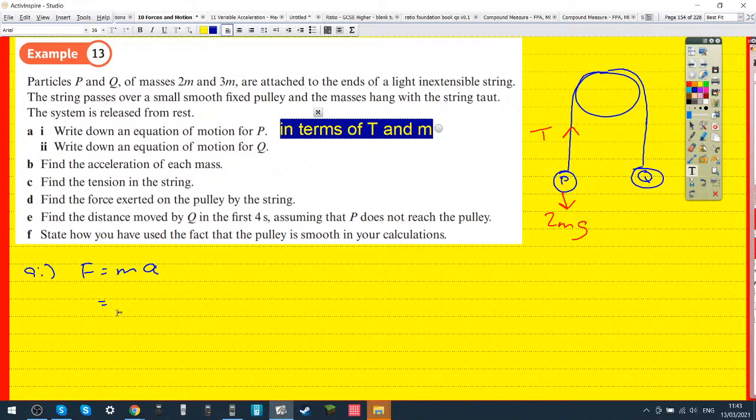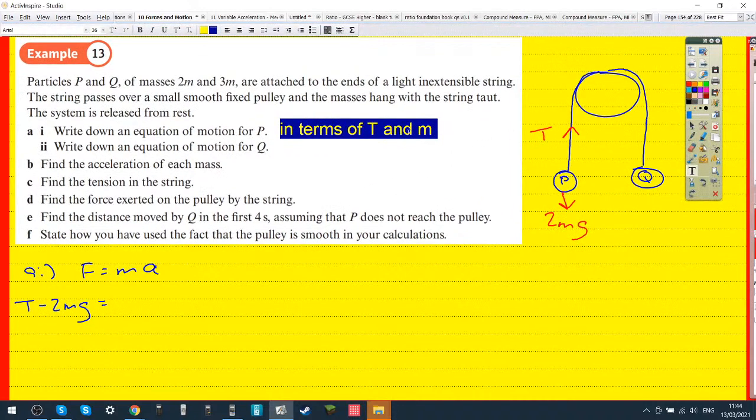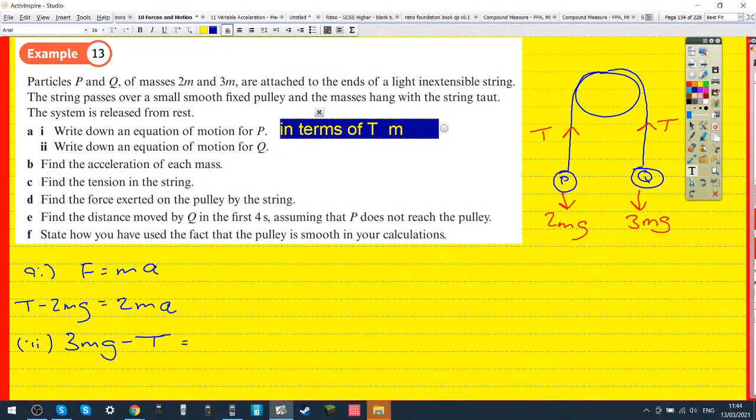Does that mean the other one will be T minus 3mg? Let's take one at a time. This one, T minus 2mg equals 2ma. And how about the other one? This one is going down, like clockwise, so it will be the other way around. The bigger force is 3mg, so it'll be 3mg minus T equals 3ma.